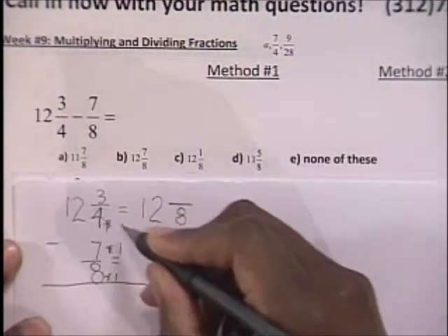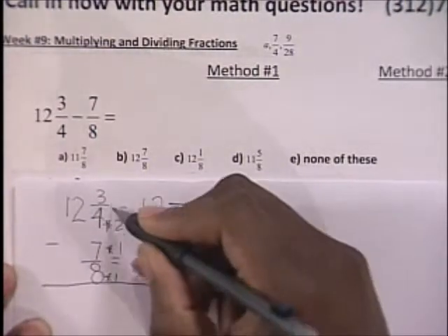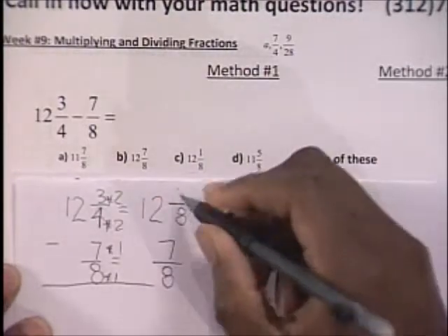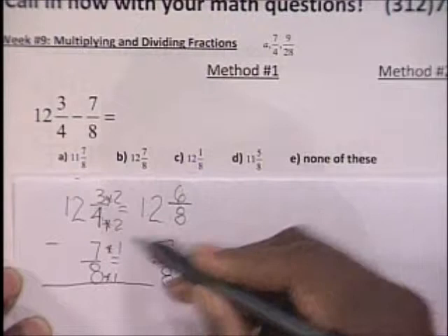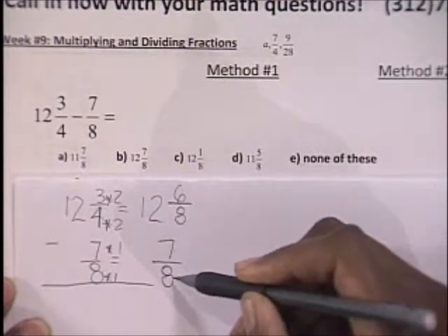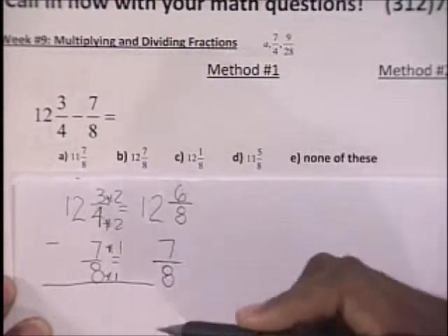4 times what will give you this 8? And you see that that's 2. So you multiply this 3 by 2 and you get 6. So you have 12 and 6/8 minus 7/8. You get 6/8 minus 7/8.